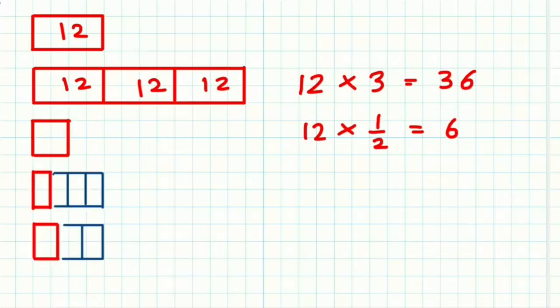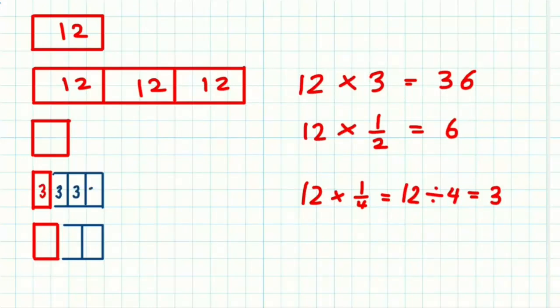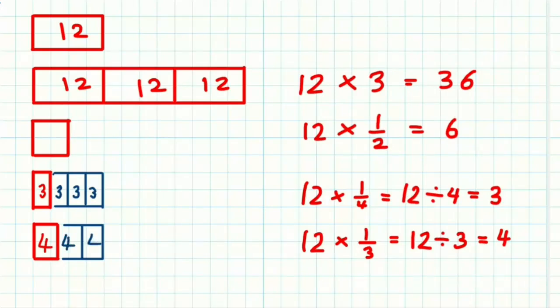So let's look at 12 times a quarter. This is a quarter of 12. So what number, when you add it to itself 4 times, gives you 12? Well, that would be 3. 3 plus 3 plus 3 plus 3 adds up to 12. And one more, 12 times 1/3 is 12 divided by 3, which this time is 4. 4 plus 4 plus 4 is 12.